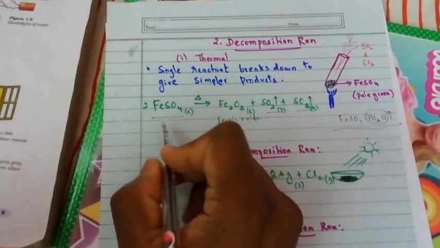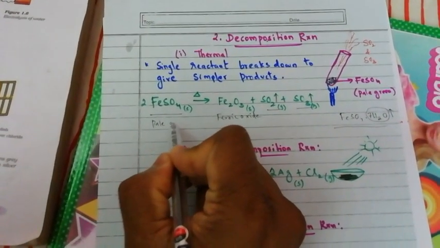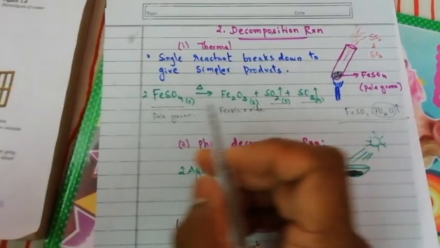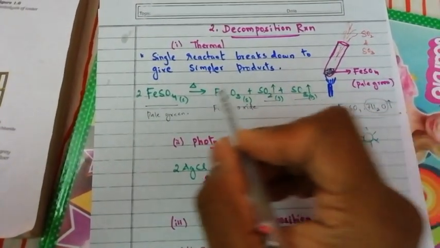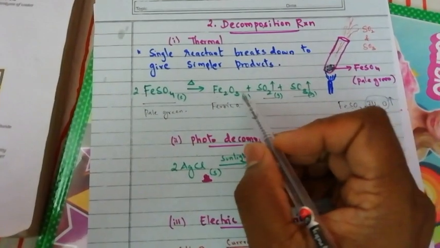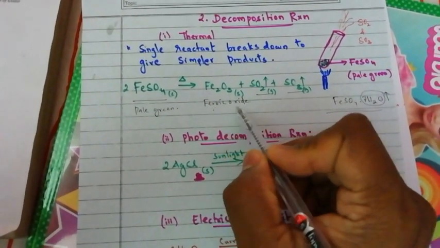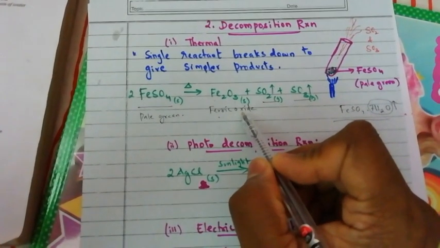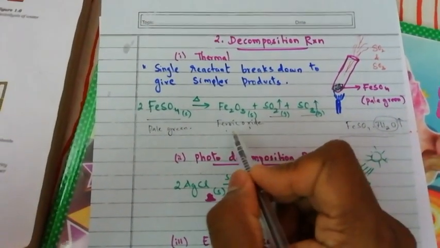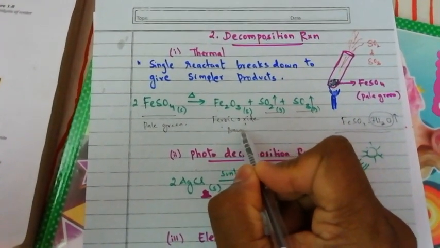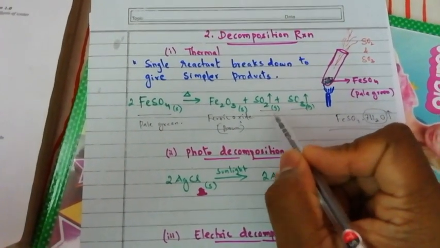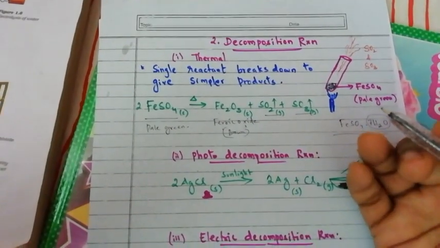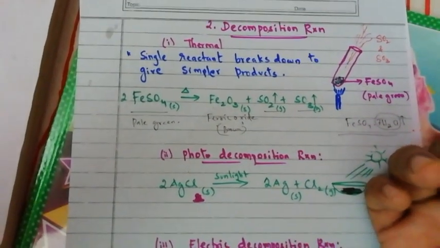This is a pale green color, as I told you. Ferrous sulfate, a pale green color. When it is heated, it becomes dehydrated, so it leaves only ferric oxide. Ferric oxide is nothing but rust. So what is the color of rust? It shows some light brown color. And sulfur dioxide and sulfur trioxide, you can even identify the smell of sulfur, right?